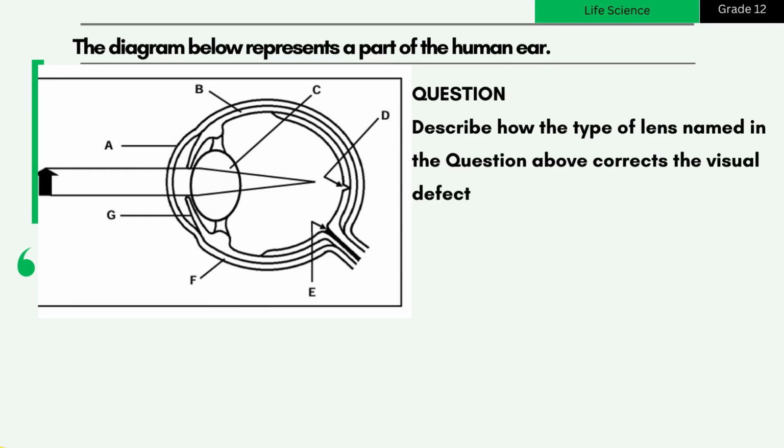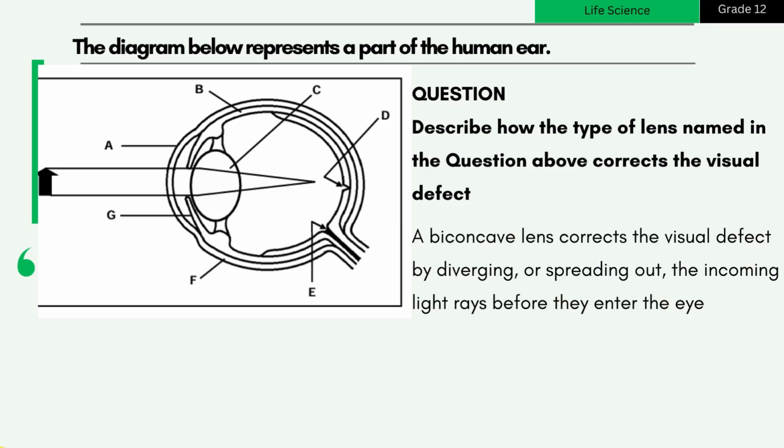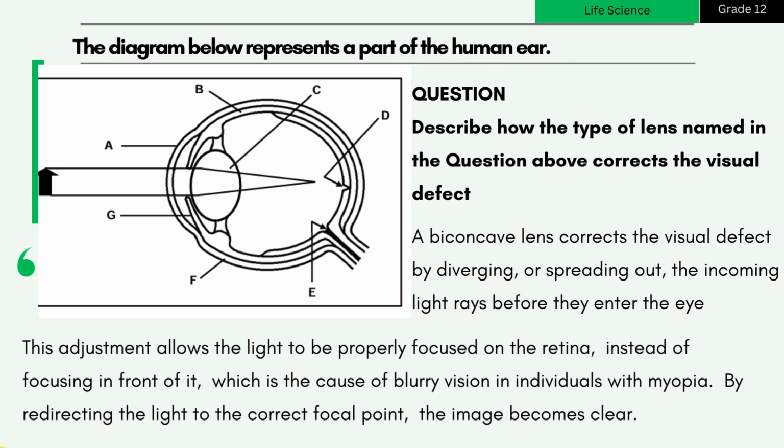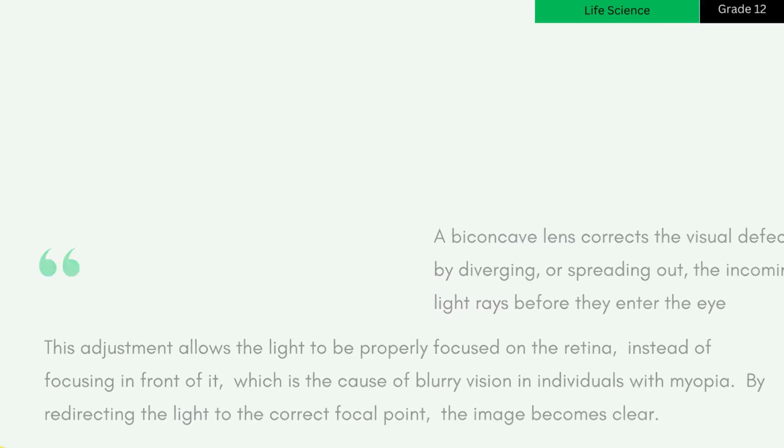Question: describe how the type of lens named in the question above corrects the visual defect. A biconcave lens corrects the visual defect by diverging, or spreading out, the incoming light rays before they enter the eye. This adjustment allows the light to be properly focused on the retina, instead of focusing in front of it, which is the cause of blurry vision in individuals with myopia. By redirecting the light to the correct focal point, the image becomes clear.